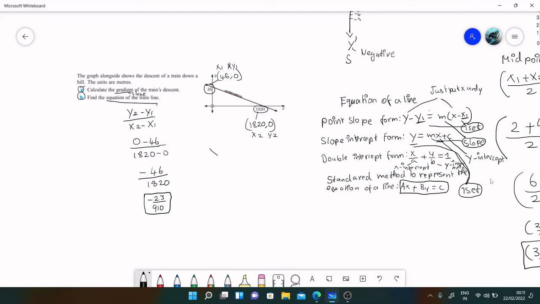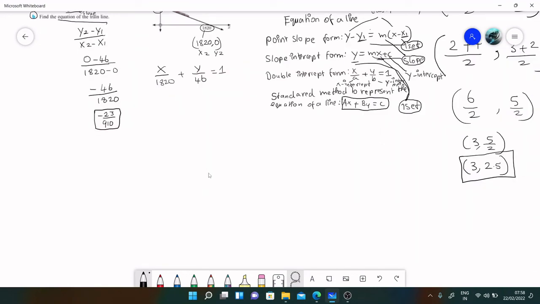Over here you would put x upon your x-intercept, which would be 1820, plus y upon 46. That's your y-intercept. So basically x upon x-intercept plus y upon y-intercept would give you 1. Now, to get to our final answer, we need to add these fractions and move the denominator to the right side. Let's start by multiplying our two denominators.